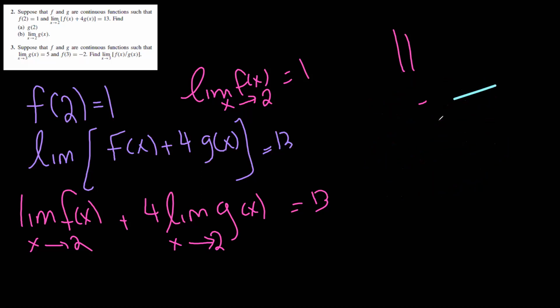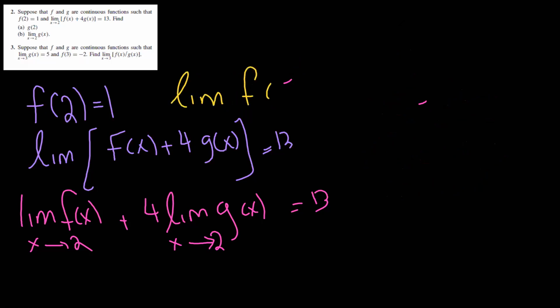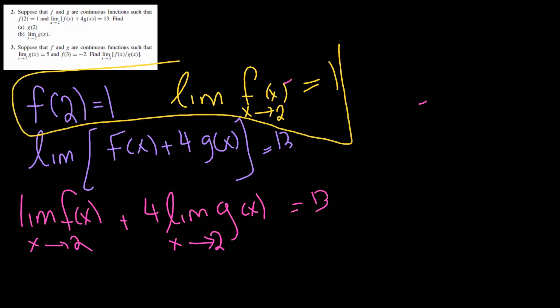So now, because of that, f of 2 equals 1. And he told me that f is continuous. So what does it mean? That means the limit of f as x approaches 2 will be 1 also. Why? Because they are continuous. And I told you that if they are continuous, the limit equals the value of the function. Is it clear now? Yes, is it clear now?